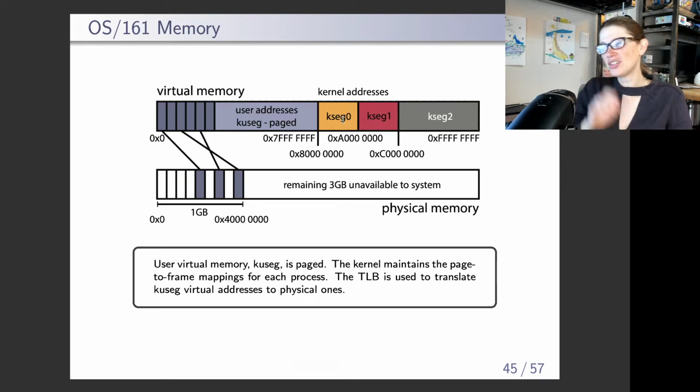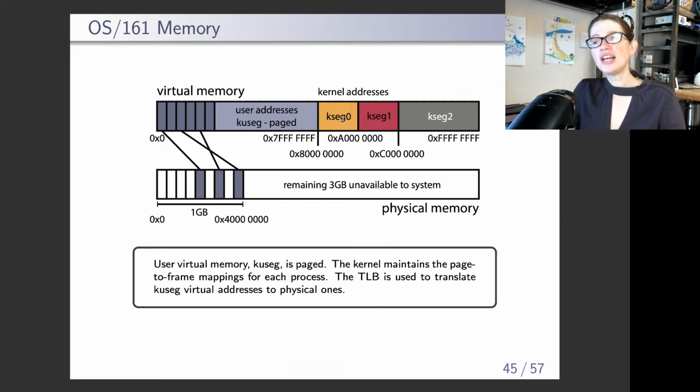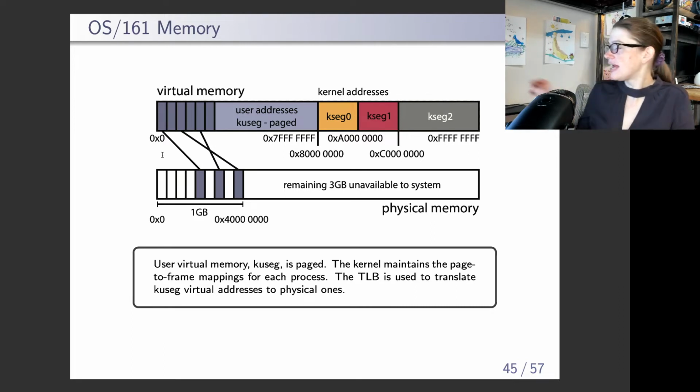Now, the user addresses, which are paged, are actually going to be cached as well. So what we mean by that is we are going to be using the TLB to perform the translations for the user addresses. The user addresses can technically be mapped to anywhere in that 1 gigabyte, but they don't typically be mapped to the early addresses down here, the lowest addresses, because something else is going to live there instead.